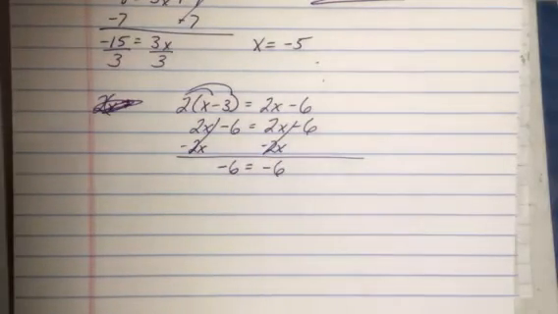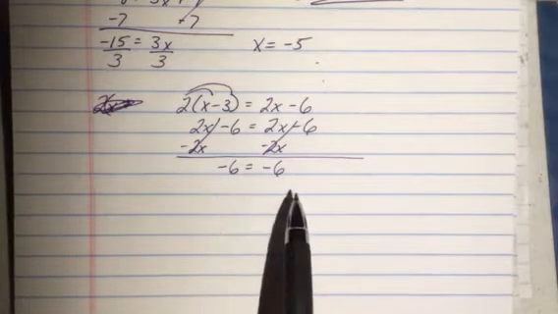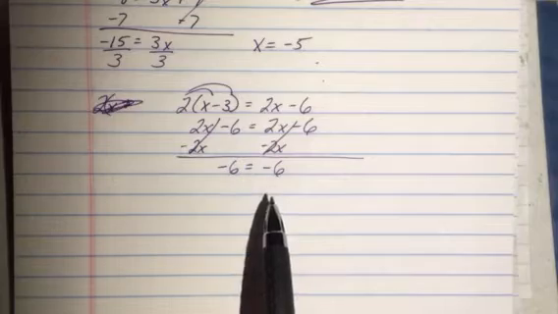Now, a lot of times when students come across this, they think, oop, I've made a mistake. Well, double check your math. It's not beyond happening, so double check. However, no math mistake. Is this statement true? Does negative 6 equal negative 6? The answer is yes.